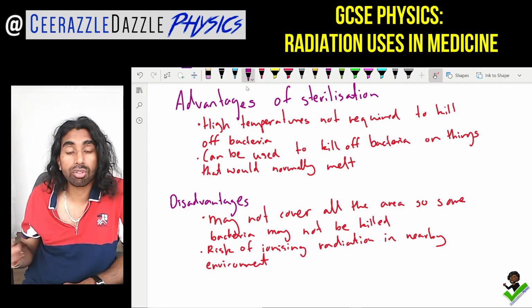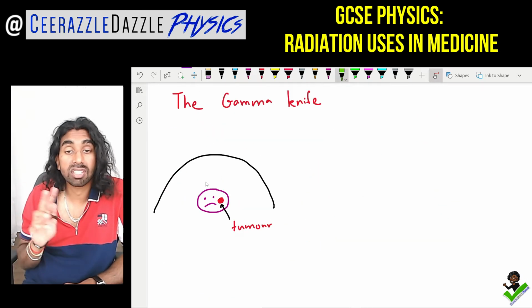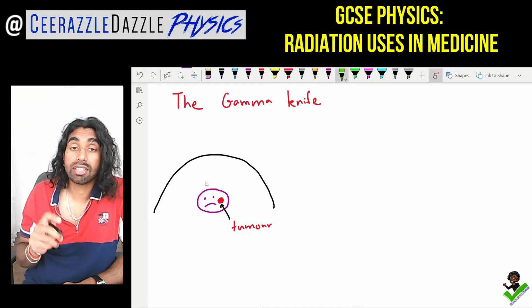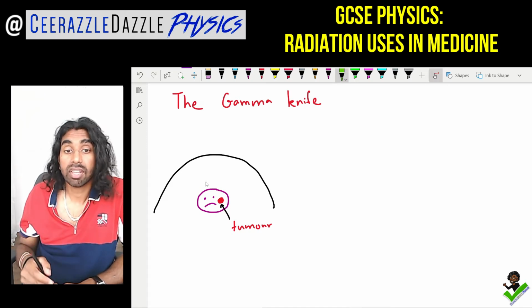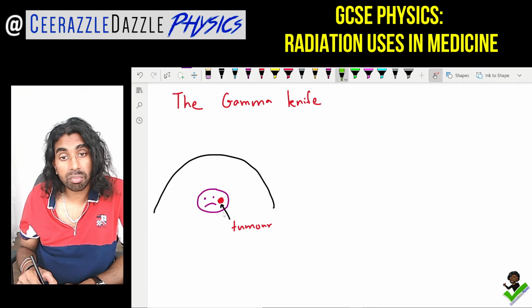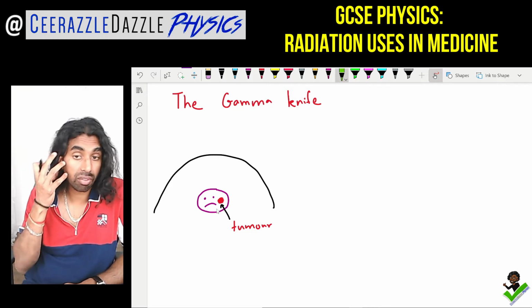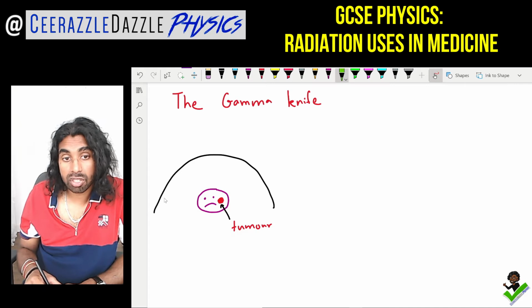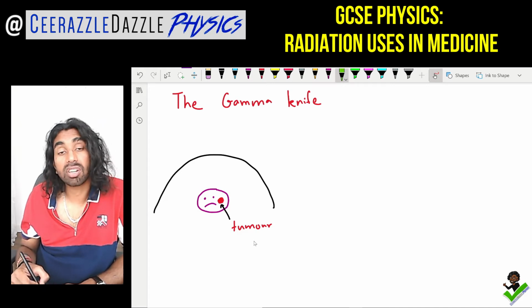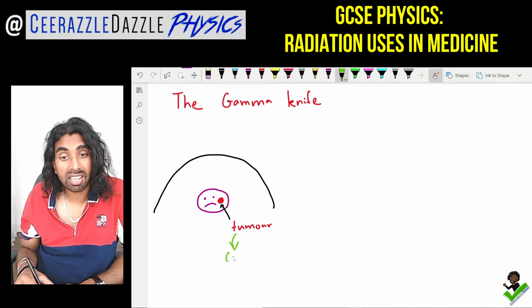Good, so we've done one use of gamma radiation so far, which is sterilization. Now let's move on. This is the second use of gamma radiation. It's going to be used in the gamma knife, for the treatment of cancer. Let's say this is somebody who has a tumor. The way that gamma radiation can be used is the following. You want to target these cancerous cells inside the tumor, since the tumor contains cancerous cells.